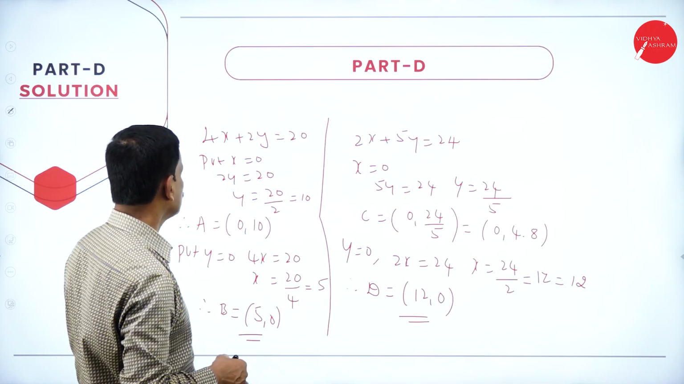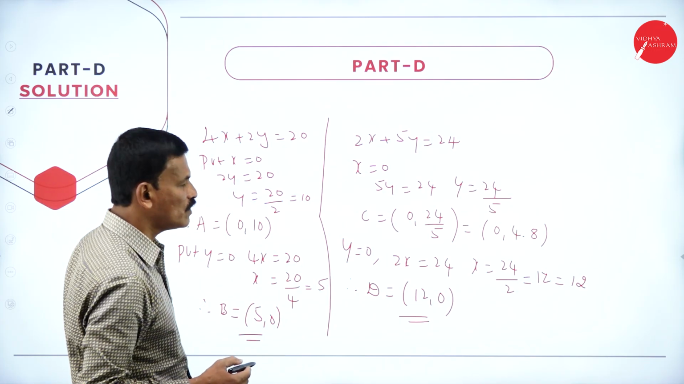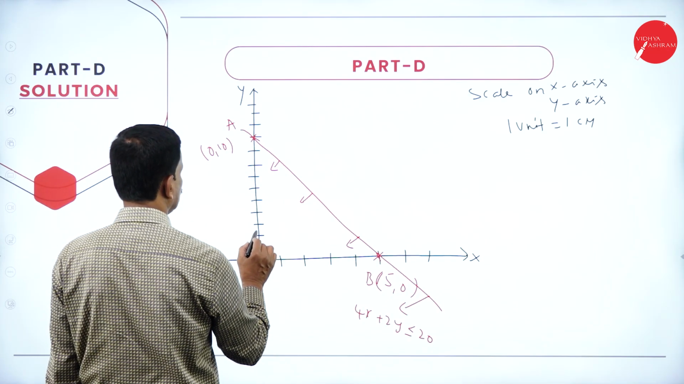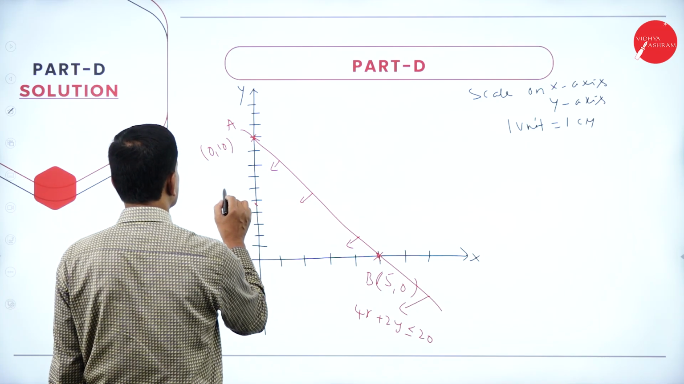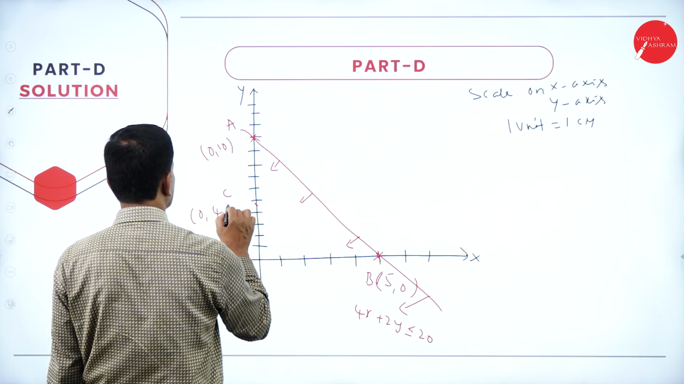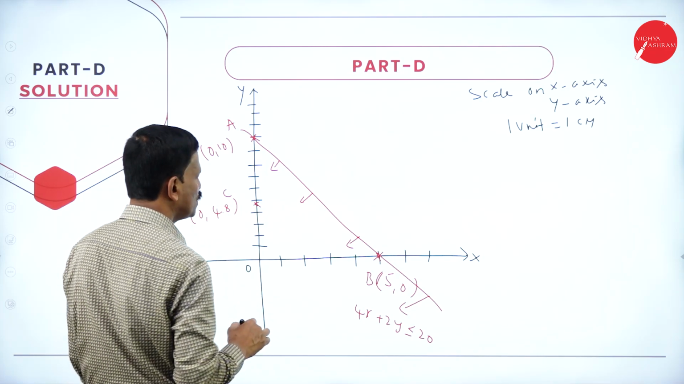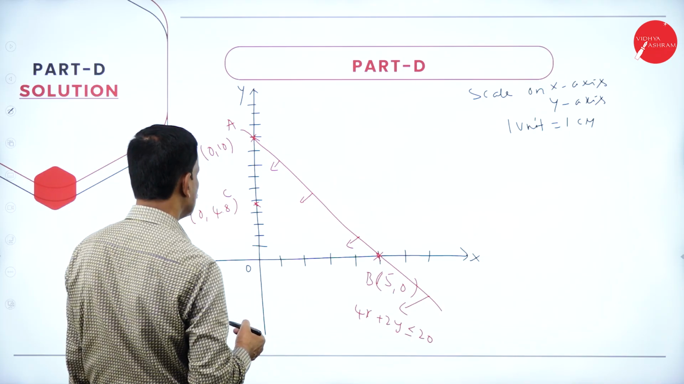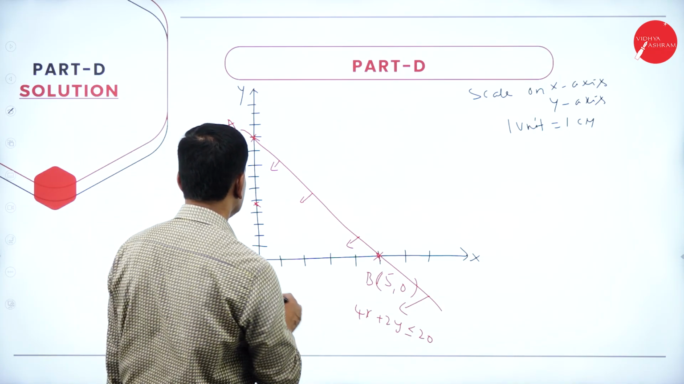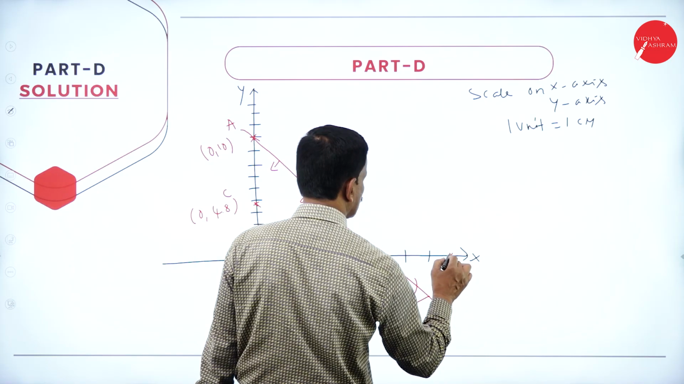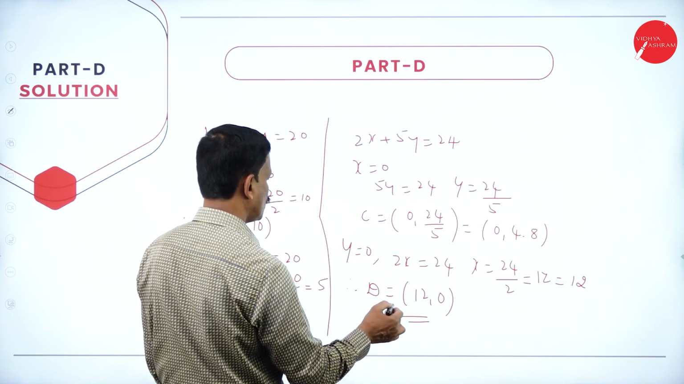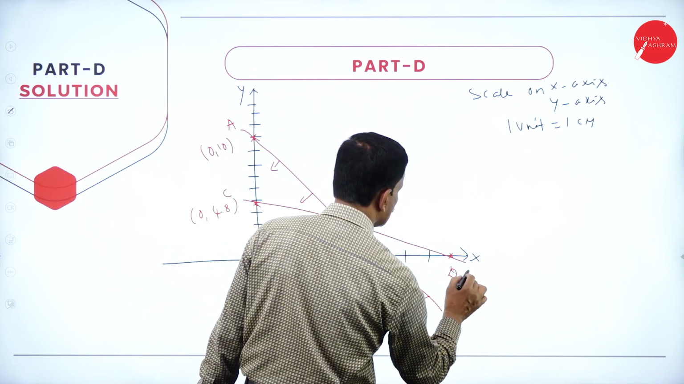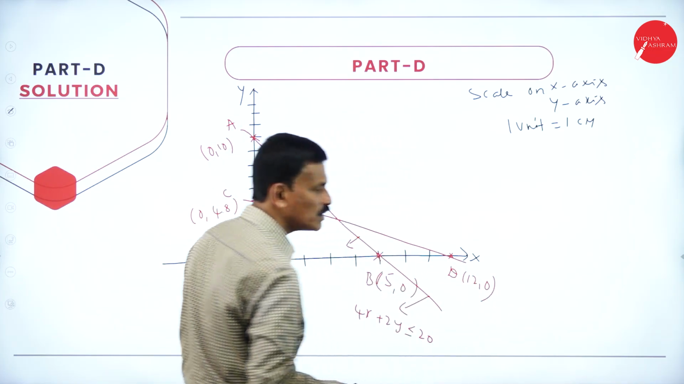Now for the second curve, C, 0 comma 4.8. X is equal to 0, y is equal to 4.8. 1, 2, 3, 4, somewhere you will get C, 0 comma 4.8. Next, what is D? D, 12 comma 0. X is equal to 12. So let us call this 12. X is equal to 12 and y is equal to 0. So we will get a straight line. This is D, 12 comma 0.